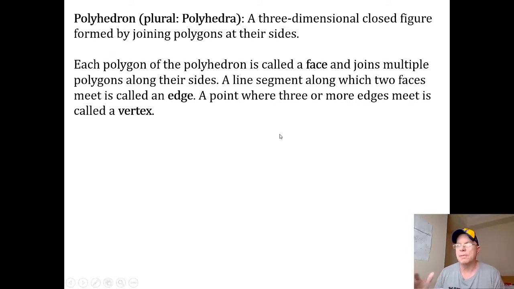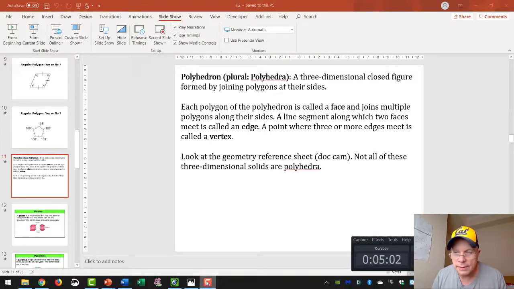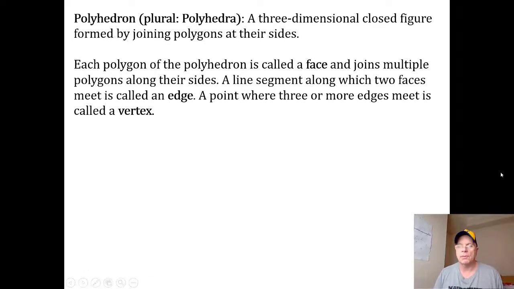And there are two main types of polyhedrons. The prisms and the pyramids. We looked at that a bunch. We looked at that on Friday together when we sorted them into prisms and pyramids. There are other types, but mostly you'll deal with prisms and pyramids.